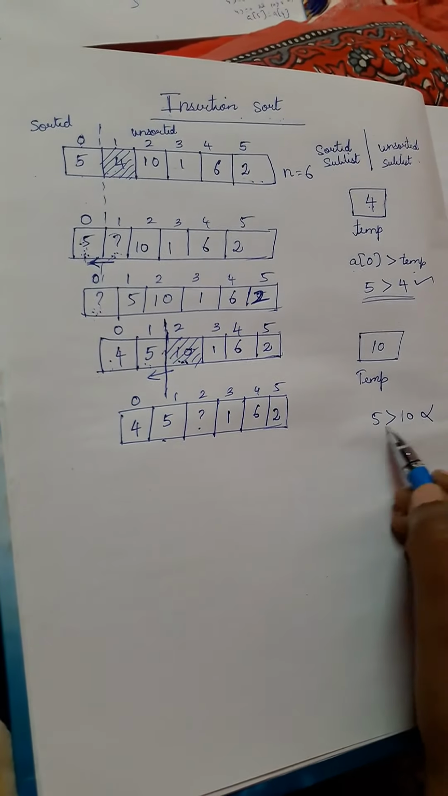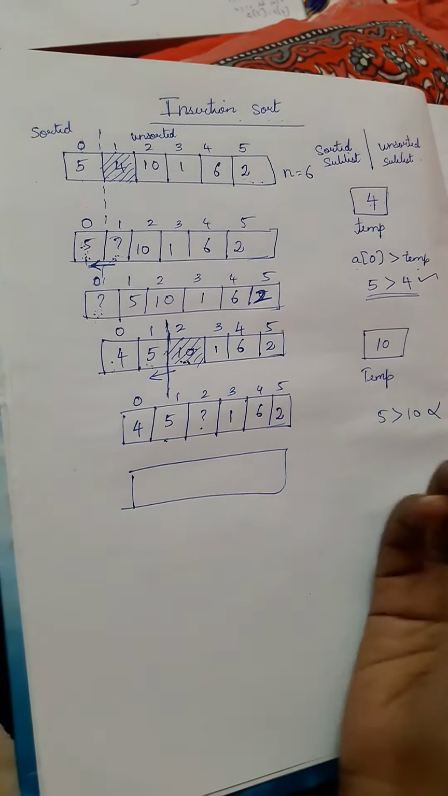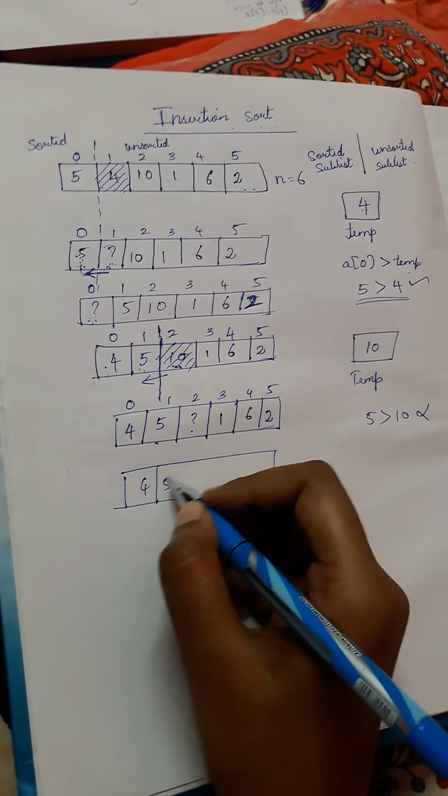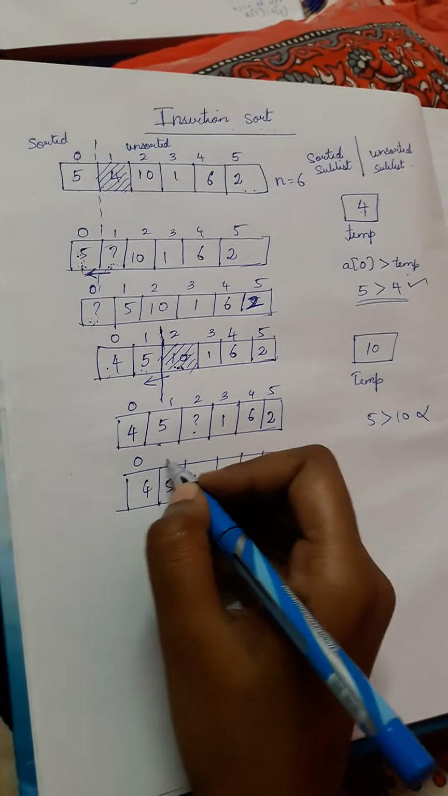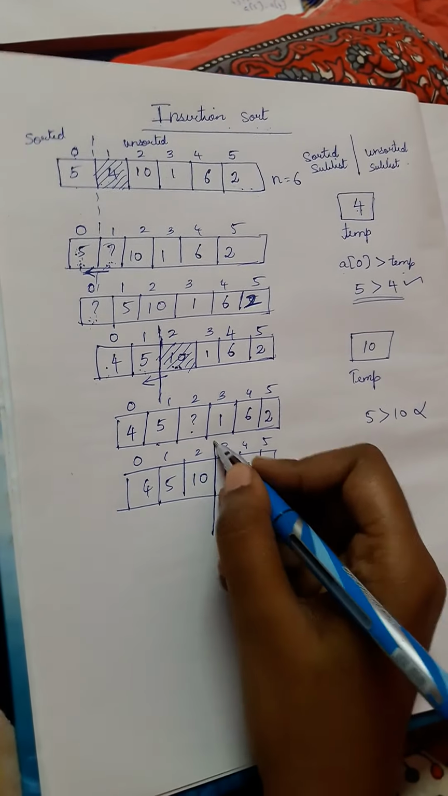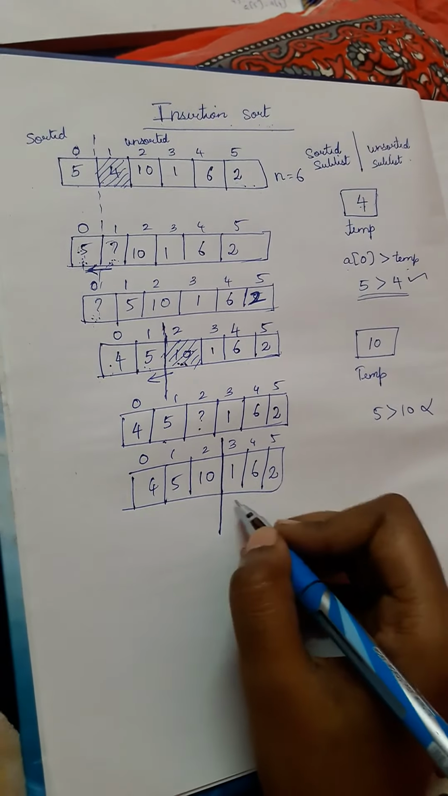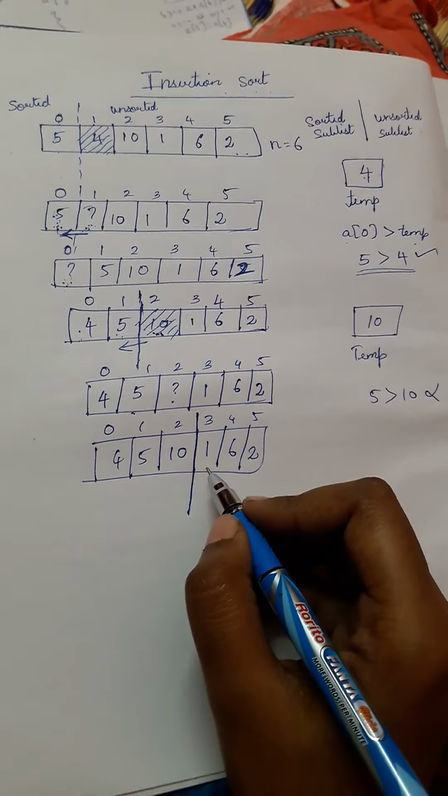if the condition is not satisfied, we have to keep that element here itself. Okay, 4, 5, 10, 1, 6 and 2, indices 0, 1, 2, 3, 4 and 5. Now this side is a sorted array and this is an unsorted array. Now again I am going to check the condition for the next.